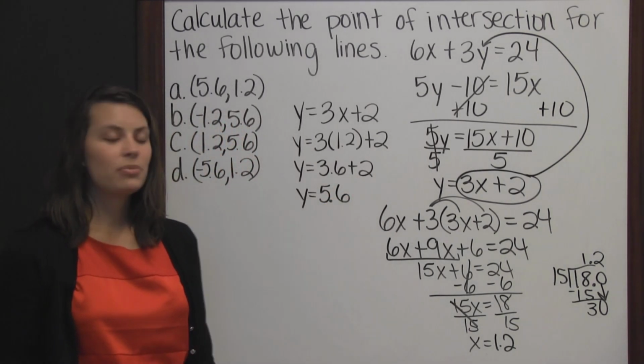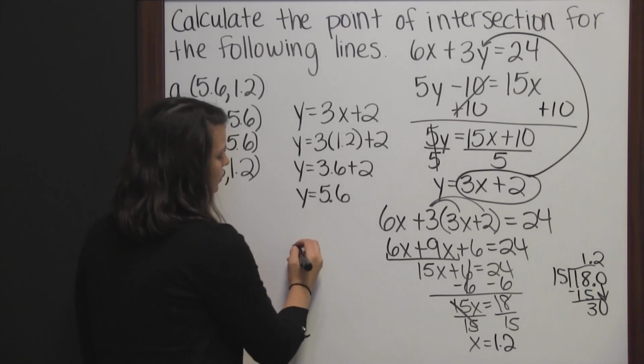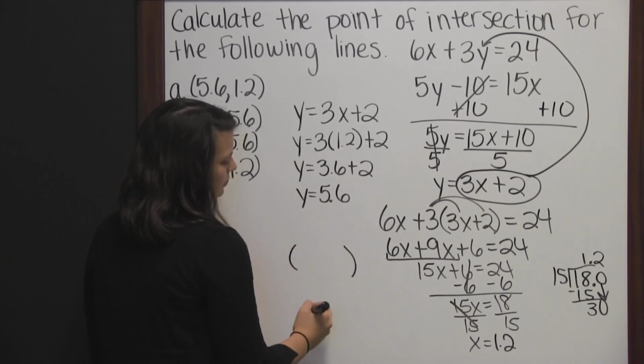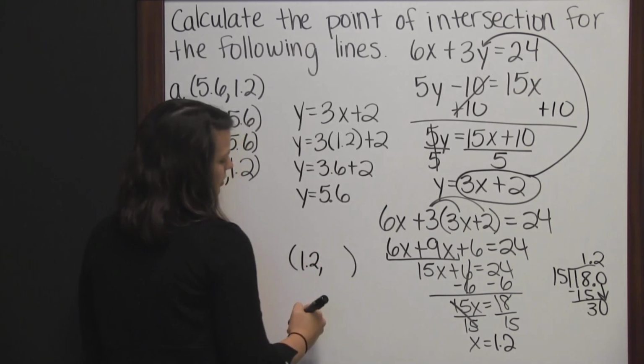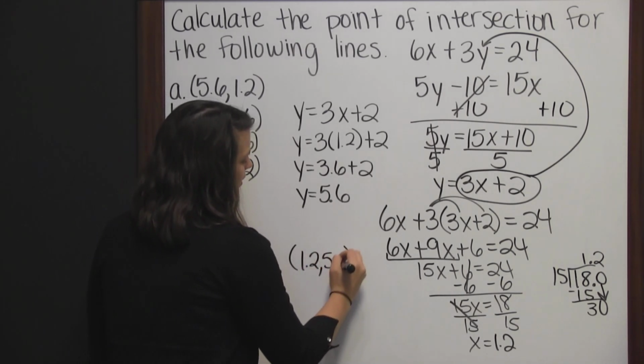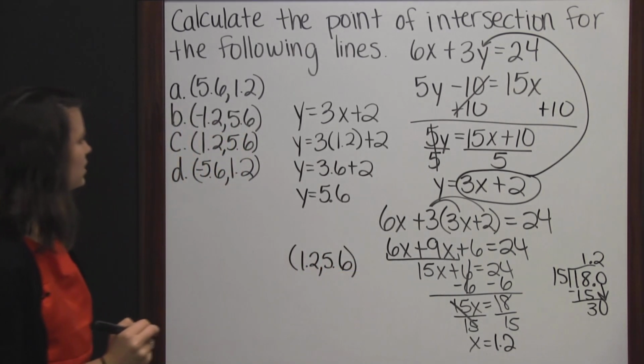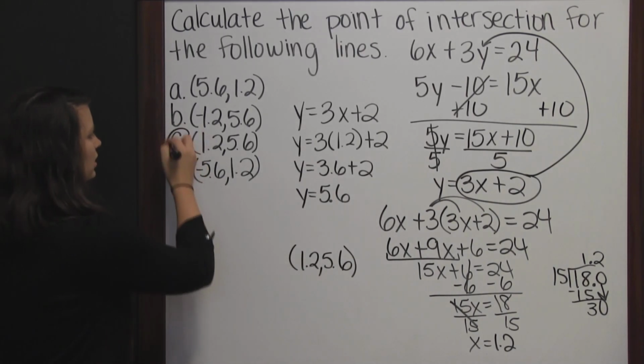Finally, we need to put both of these coordinates together as an ordered pair. X is 1 2/10, and y is 5 6/10, which means our answer is C.